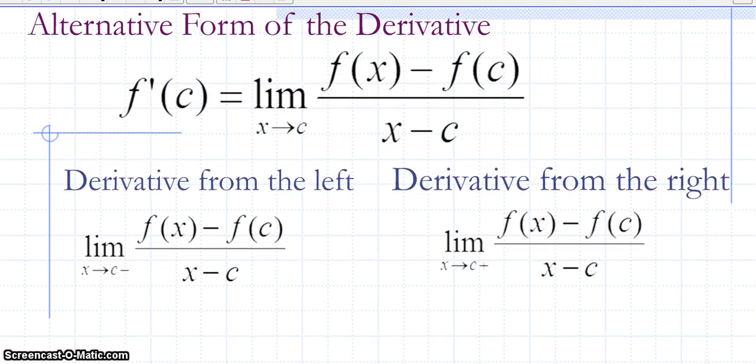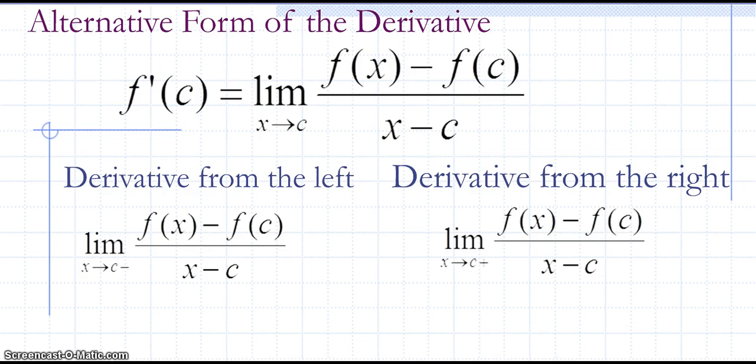Alright, so first we're going to look at the alternative form for the derivative. So we know that we can use our limit definition, which has to do with the difference quotient, but that doesn't always work, or sometimes we're not sure because we might have a piecewise function, for example, which we'll see in a little bit.